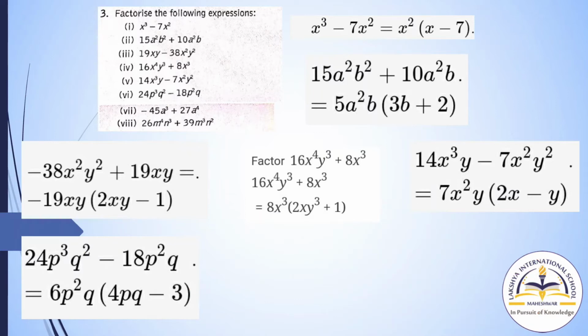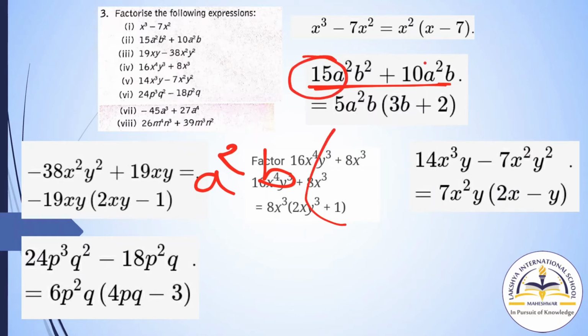Now we will see question number 2, 5a square b square plus 10 square b. In this term we will take common a square b. Here you can see which number we can take common, and you can check that both numbers are multiples of 5, so we can take 5 common. So 5a square b. Now what is the remaining term here?